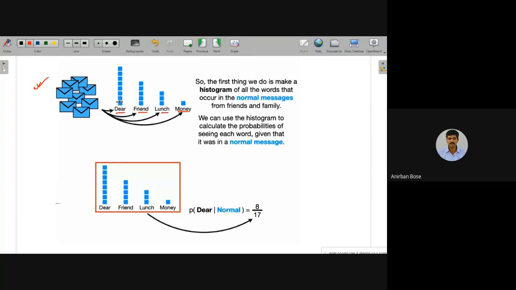Now you see that we'll prepare a histogram of that first. Considering all the messages, we will count how many times the word dear is present. Here you can see the total: 1, 2, 3, 4, 5, 6, 7, 8. So a total of 8 times the word dear is there within the normal messages that we have seen. Similarly, we will observe how many times the word friend is there, how many times lunch is there, how many times money is there.